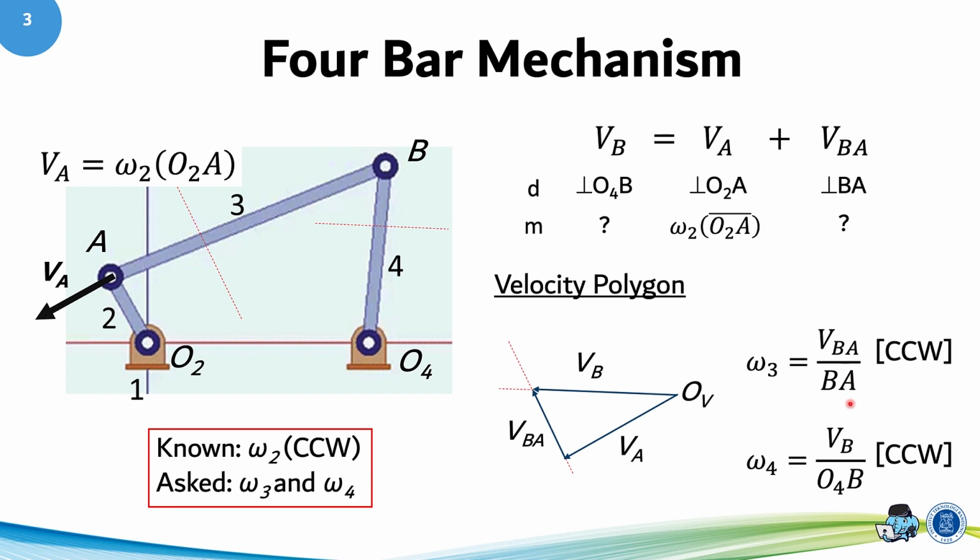About this direction, you should understand the meaning of VBA. VBA means that joint A is the reference. So, we can assume that A here is the center of rotation, and at joint B here there is the vector VBA that is going up. So, link number 3 is rotating counterclockwise. The same method is also applied in determining the direction of omega 4.